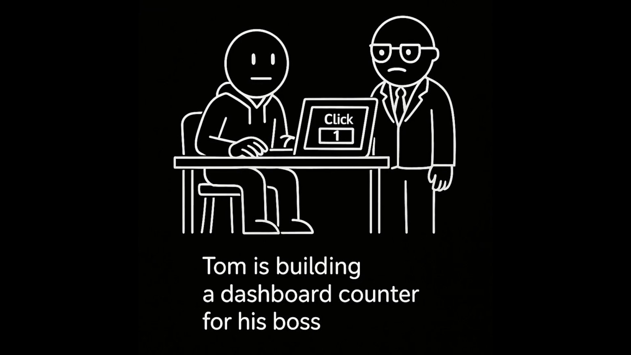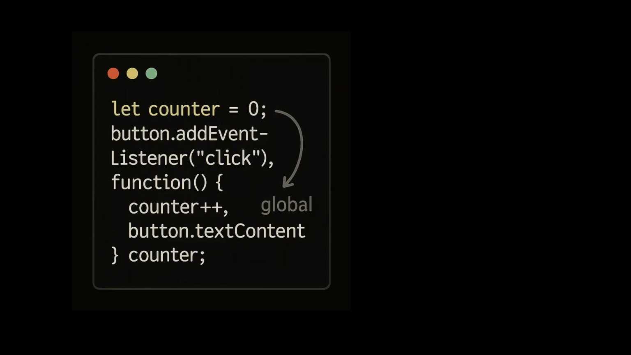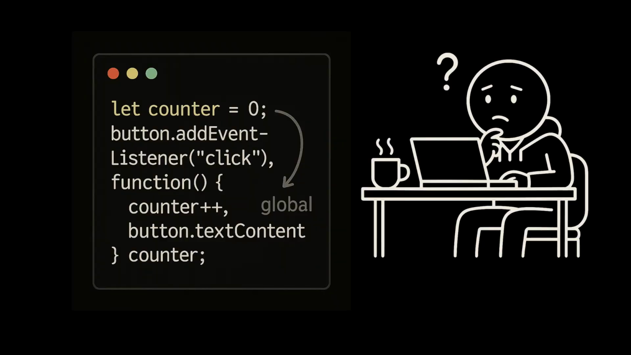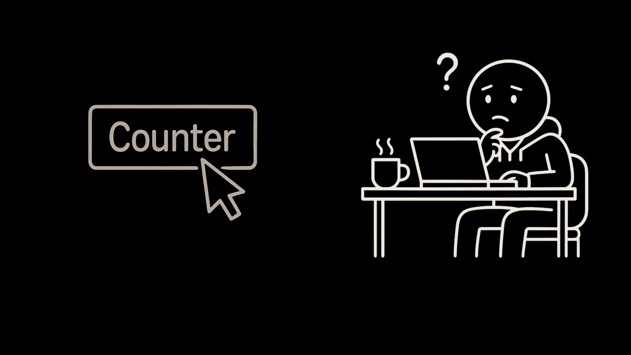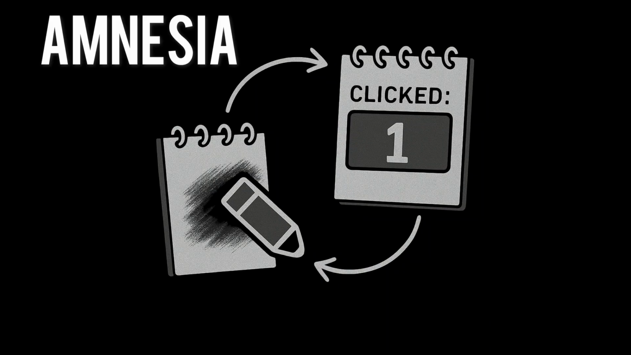Tom's building a dashboard counter for his boss, but every time he clicks the button, it starts back at 1. Not cool when you're up against a deadline. Tom writes this code. This looks fine, right? But no matter how many times he clicks, the console always logs clicked 1. It's like the counter has amnesia. It forgets everything after each click.